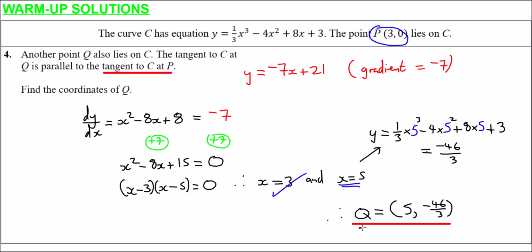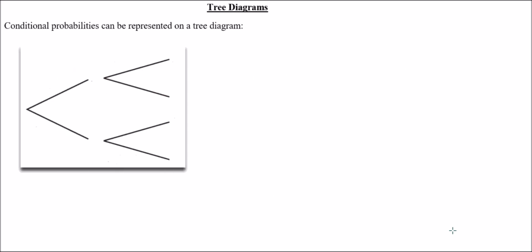So now that we're suitably warmed up, let's talk about today's topic, tree diagrams, in terms of probabilities. Conditional probabilities can be represented on a tree diagram like so. Imagine two branches for two different events. The first branch represents the event A happening. In probability notation, the probability of A occurring is P(A), like so.